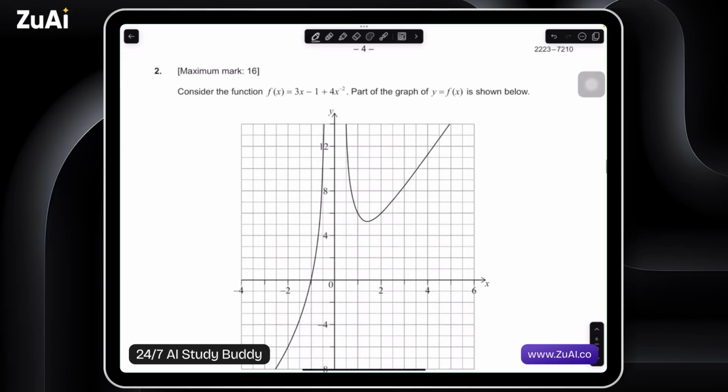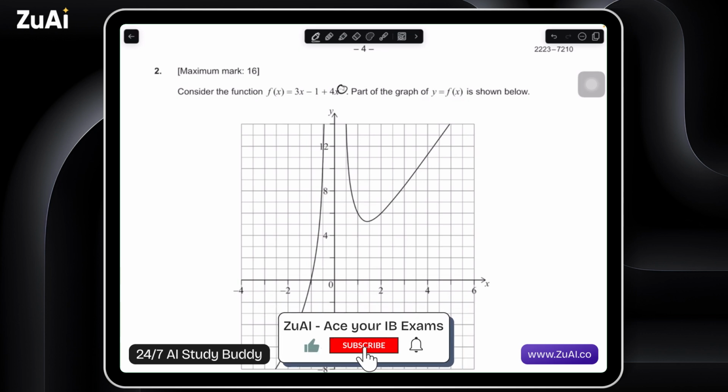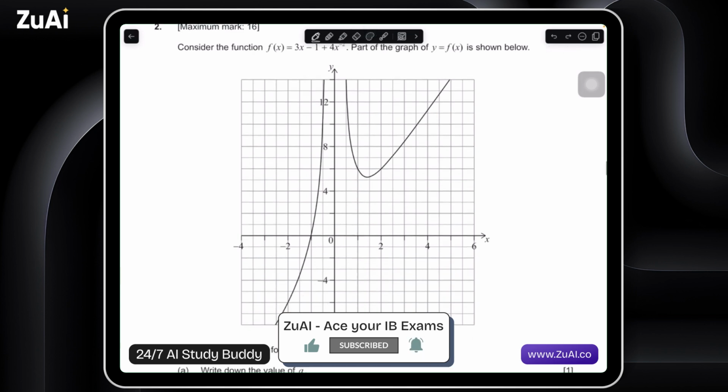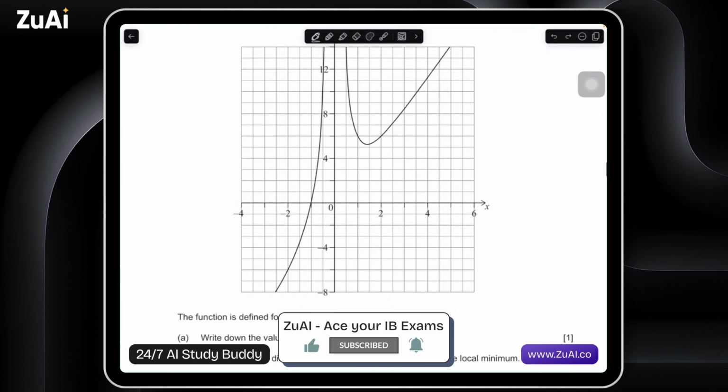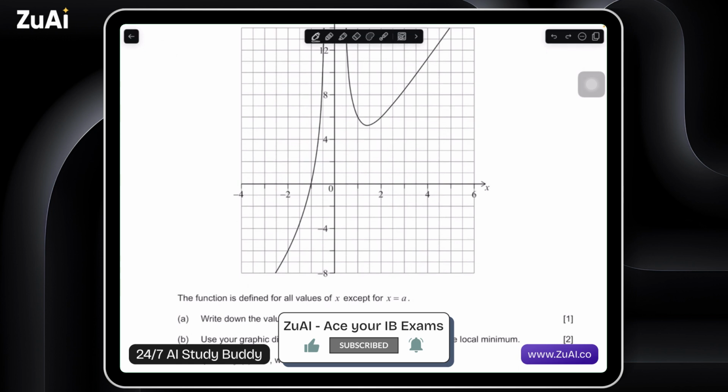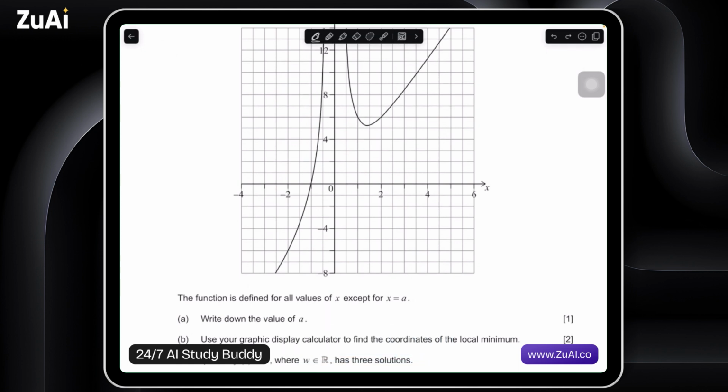Okay. Question 2, a 16 mark question. Here we've got a function. Consider the function f of x is equal to 3x minus 1 plus 4x to the negative 2, so raised to the power of negative 2 right here. Part of the graph of y equals f of x is shown below. Here's our graph. The function is defined for all values of x, except for some value when x is equal to a. Write down the value of a.